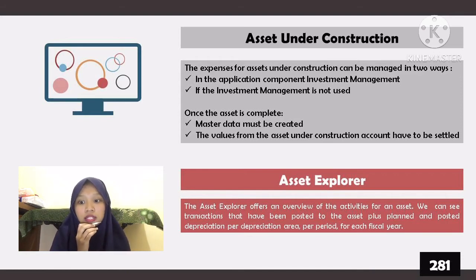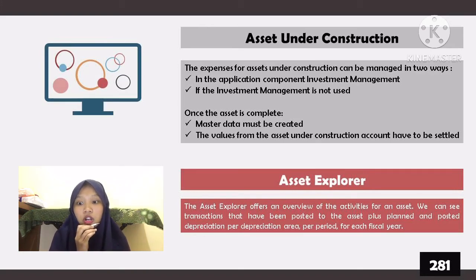And once all the assets are complete, the master data must be created for the assets which the AUC will be settled to, and the values from the assets under construction account have to be settled to one or more completed assets. The costs are distributed to one or more assets with the help of a settlement rule. This rule specifies which percentage of the AUC is settled with which asset.